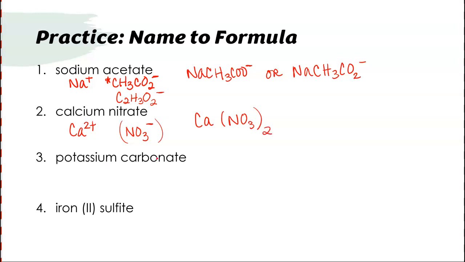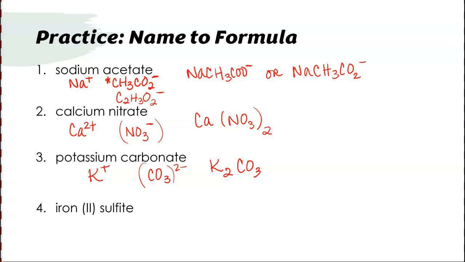Now we have potassium carbonate. It's going to be similar to what we did before. Here we have our 1 charge, and carbonate has a 2 charge. And so we don't need parentheses for the potassium because there's only one of those. So we can just write it as K2CO3.